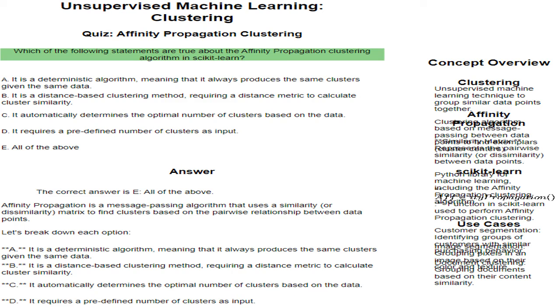B. It is a distance-based clustering method, requiring a distance metric to calculate cluster similarity. Correct. Affinity propagation works by calculating the similarity or dissimilarity between data points. This requires a distance metric to quantify the relationship between data points.